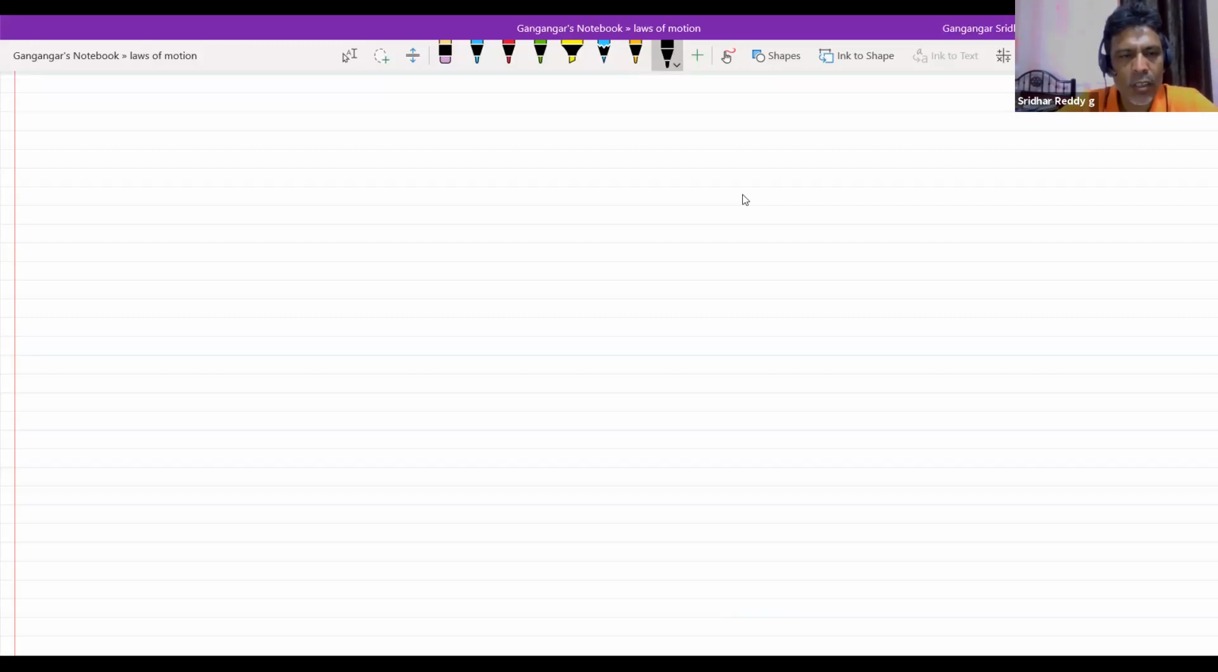Okay, let's go for some Lami's theorem. So this I'll use to define the equilibrium of objects here. So first, the word equilibrium, I'll bring it.